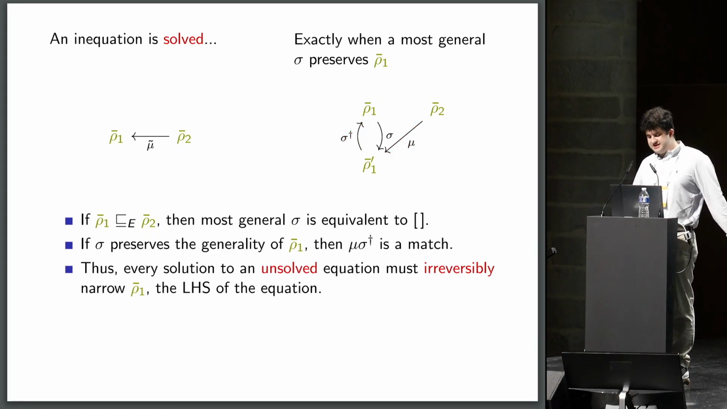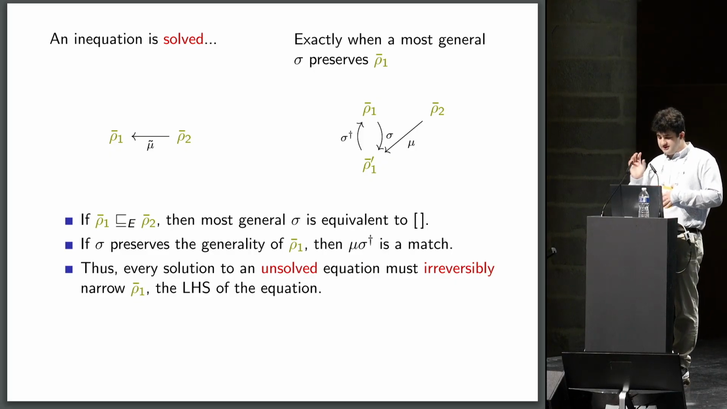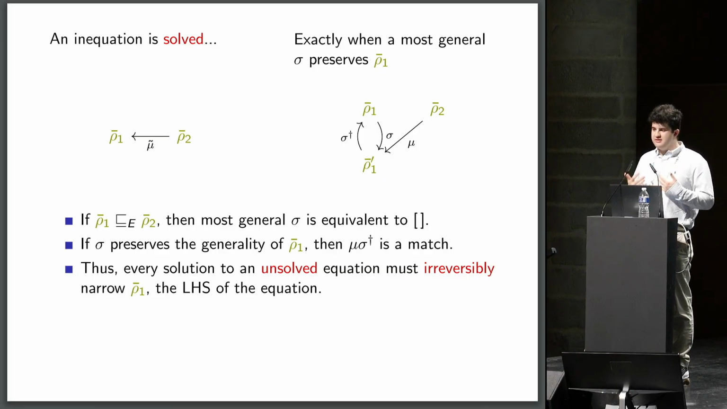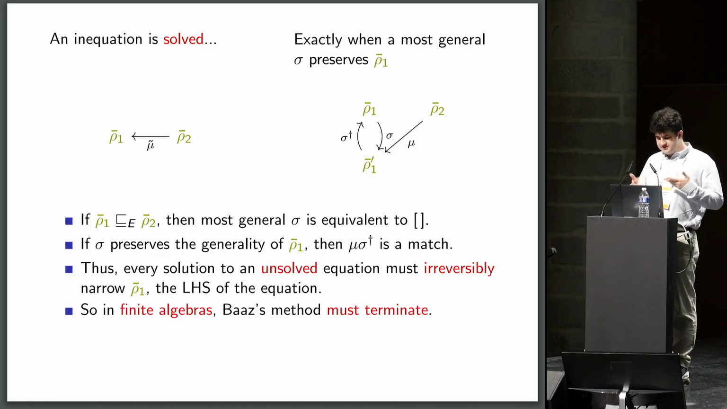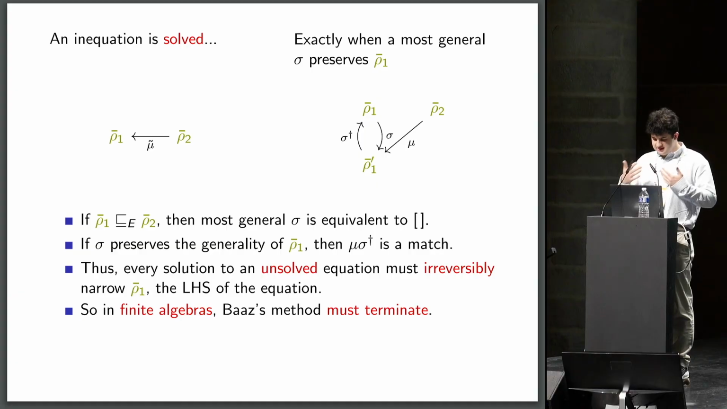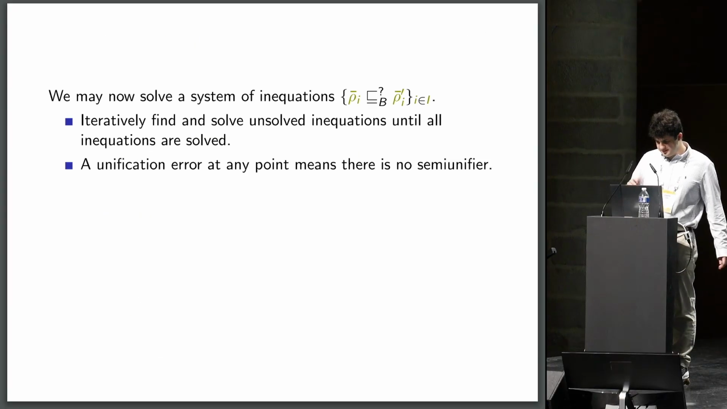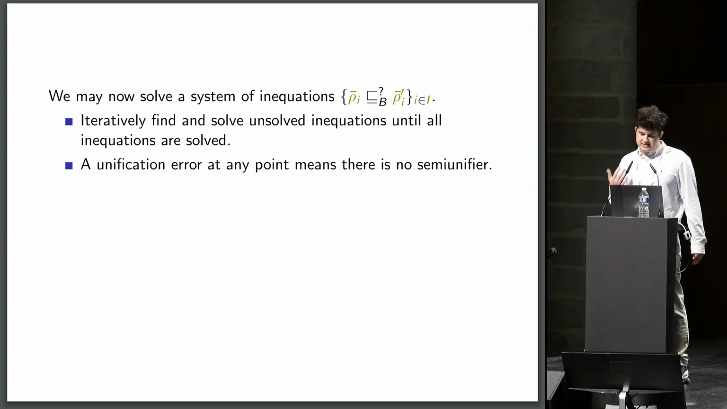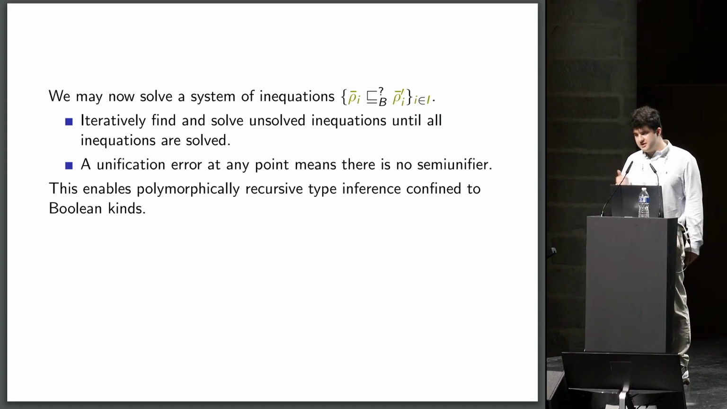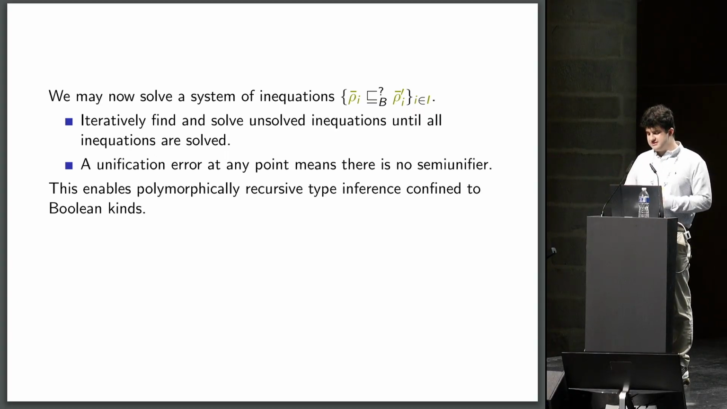We invert both sides, and we can say that if we solve an unsolved equation, it must irreversibly narrow the left-hand side, or you could just say that it must narrow the semiunification system in some way. Boolean rings are finite. There's only a finite number of proper instances of any formula, so Baz's method must terminate. This is even true for infinite Boolean rings due to their special structure. So we may now solve a system of inequations, and that means we can do polymorphically recursive type inference confined to the Boolean kinds.